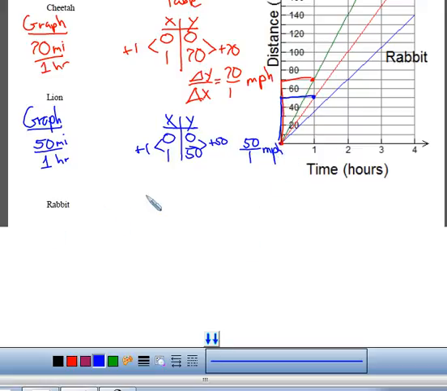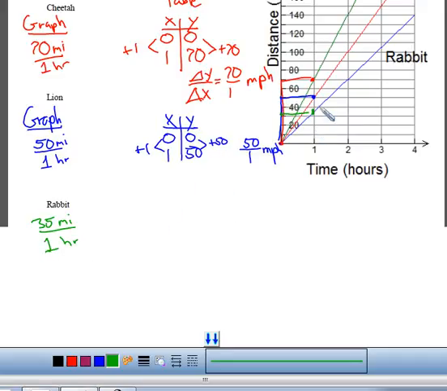Now for the rabbit, I'm going to do the graph the same way. So the rabbit's right here. Now this one might be a little trickier. So the rise is about halfway between 40 and 30. So it looks like 35, and then the run is 1. So 35 miles over 1 hour. Now we can confirm that by doing the table.